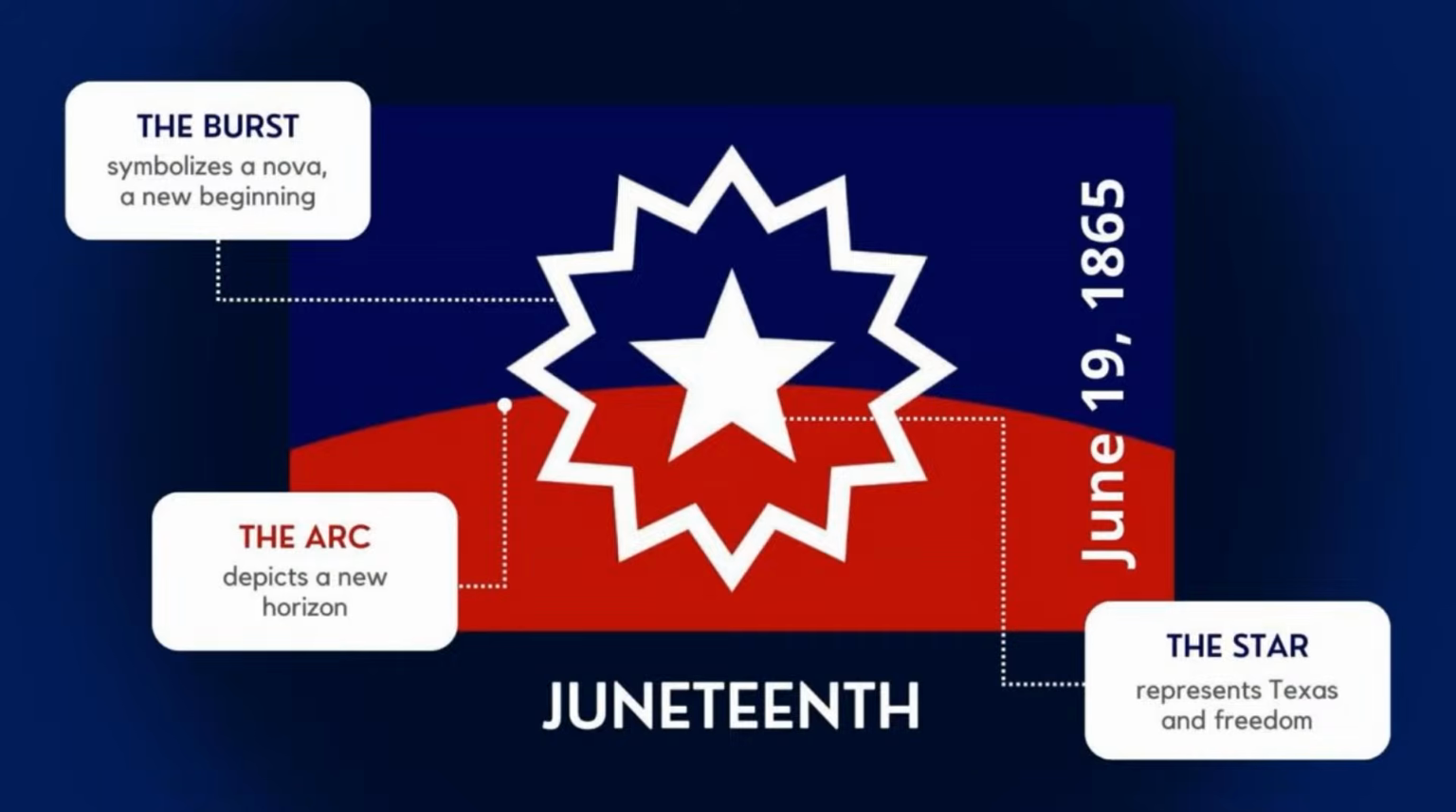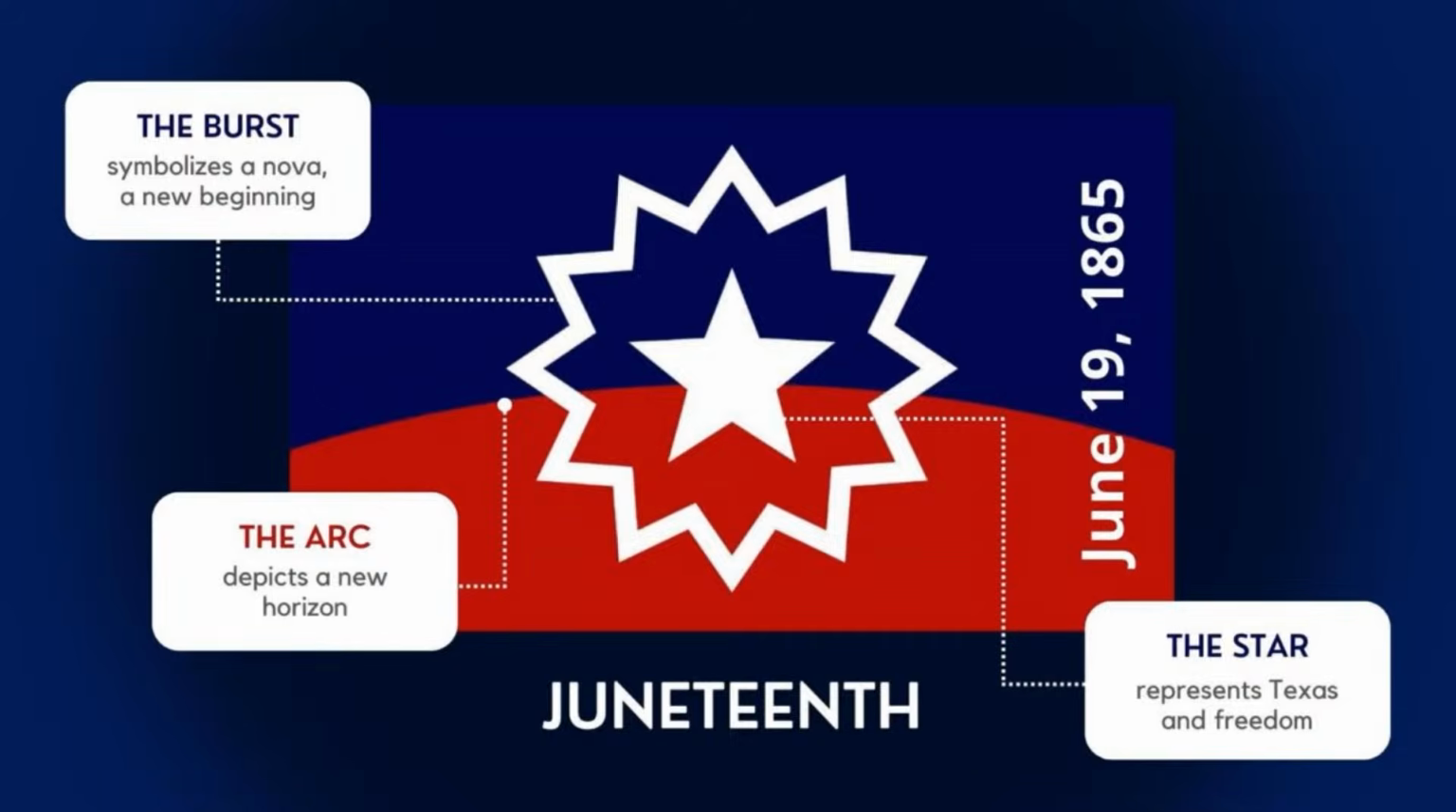Now, the arc that you see, the curvature across the flag, represents a new horizon, hope for the future. And the colors, red, white, and blue, were chosen to mirror the American flag to show that formerly enslaved people were now Americans too. So here's the heart of it. The red, white, and blue Juneteenth flag tries to fold us into America's story, which we're the bedrock and foundation of. It's a quiet declaration of belonging, a symbolic seat at the table.